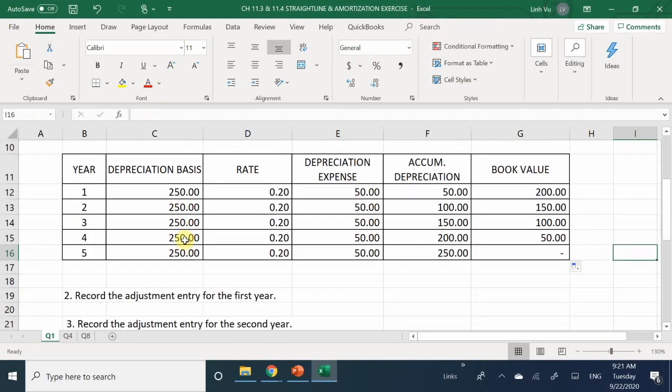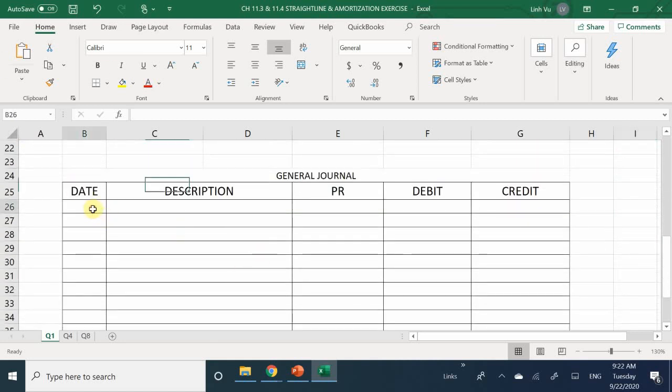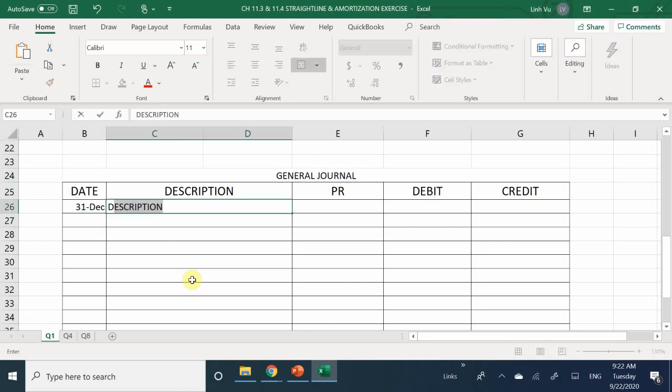Okay? So again, the next 2 questions are to journalize the adjustment entry for the first year and for the second year. So in this case, what's my journal going to be? Assuming that it's going to be on December 31st: depreciation expense debit 50, and accumulated depreciation credit 50.